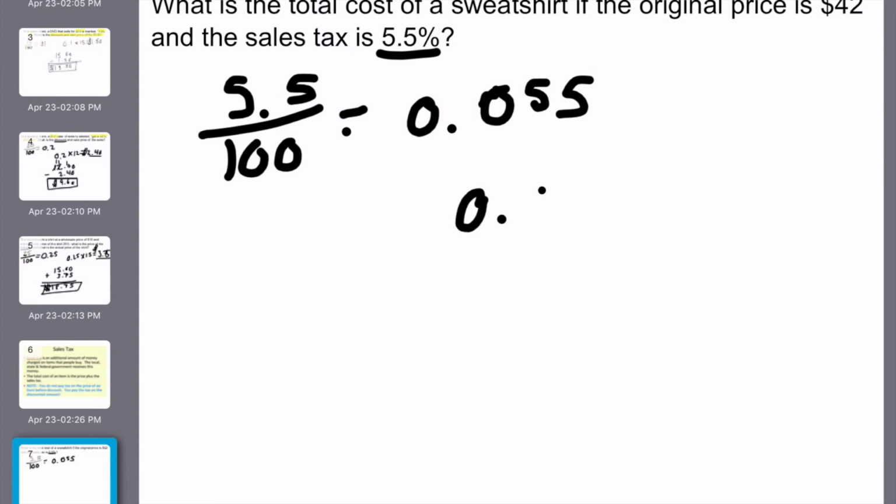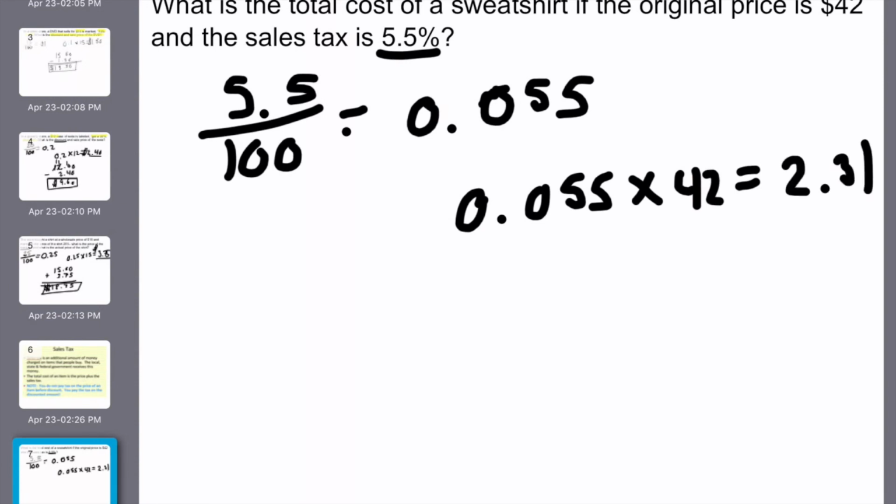So 0.055 times 42, and I get $2.31. So that is the sales tax.